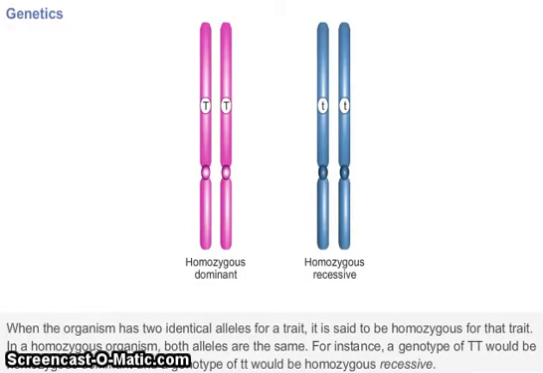When the organism has 2 identical alleles for a trait, it is said to be homozygous for that trait. In a homozygous organism, both alleles are the same. For instance, a genotype of capital T, capital T would be homozygous dominant, and a genotype of lowercase t, lowercase t would be homozygous recessive.